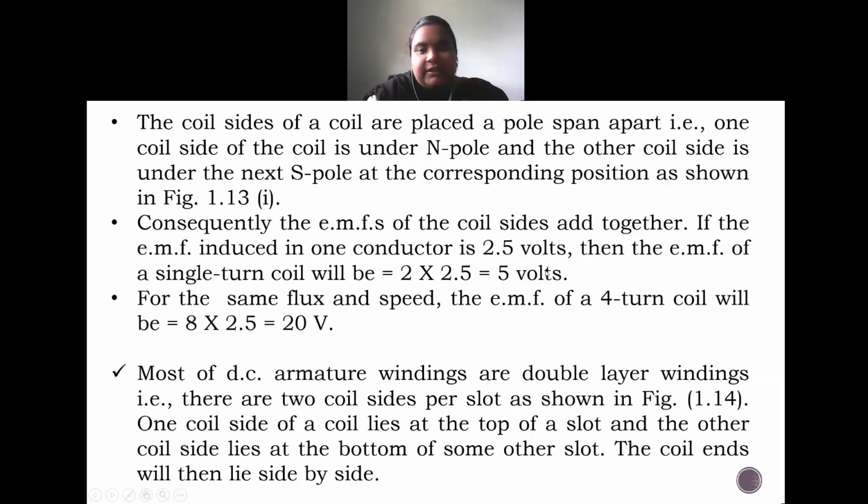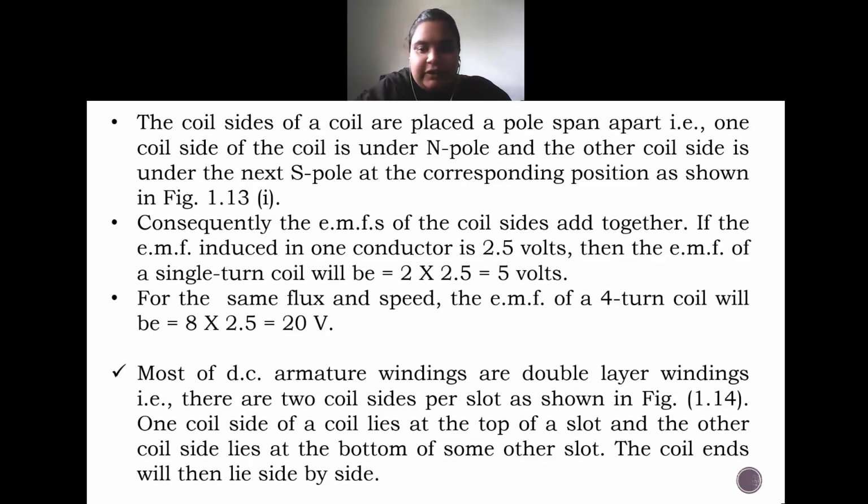So just by looking at this number, you can understand why we are going for multi-turn coils. By using just a single turn coil, we are getting a small amount of voltage, whereas if we go for a multi-turn coil, we are getting more voltage for the same flux as well as the same speed of the machine. We are not changing the flux density and we are not changing the speed. By maintaining the same flux and speed, by using a multi-turn coil you are getting much more EMF than a single turn coil. That's why we go for multi-turn coils in an armature.